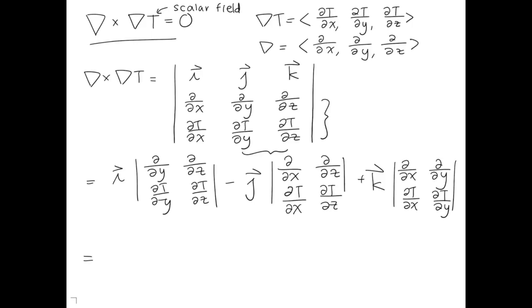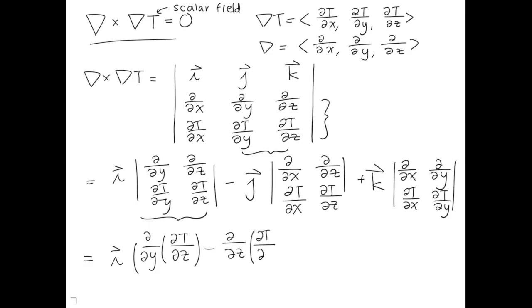Now, when we're evaluating this, let's first consider this determinant. We know that this is equal to partial y times partial T over partial z minus partial z times partial T over partial y. Now, the order in which we take these operations of taking the partial derivative with respect to y and with respect to z doesn't matter, so these two are equivalent. So this whole thing goes to 0.